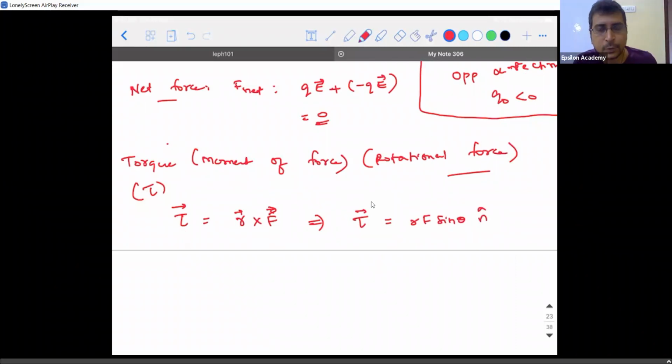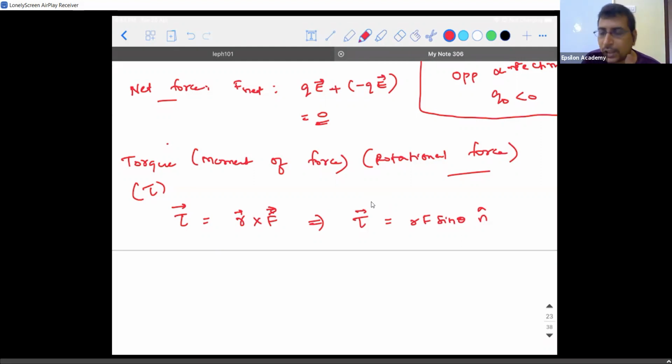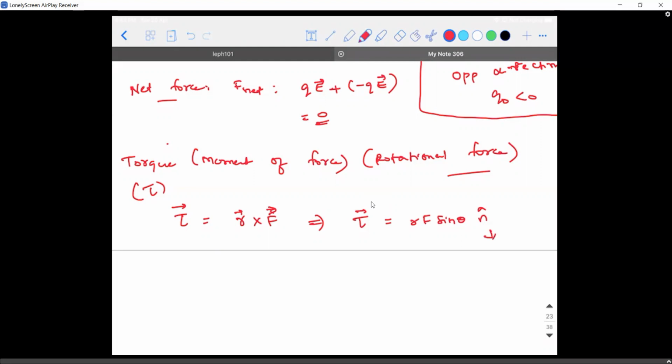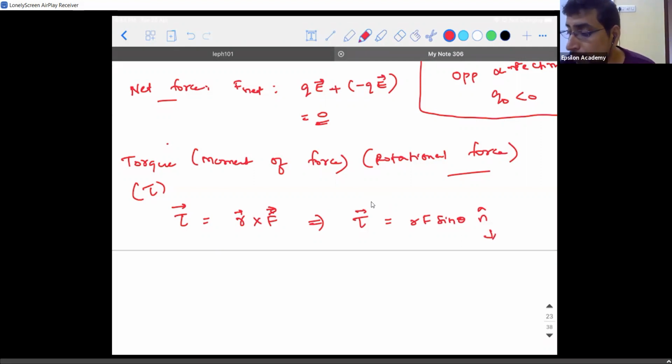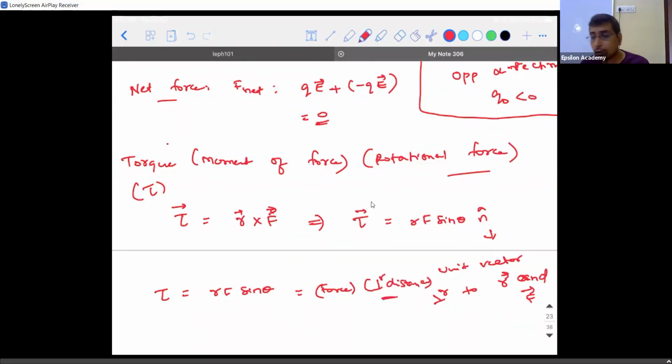n cap is a unit vector perpendicular to both the vectors for which you are doing the cross product. So it's a unit vector perpendicular to R vector and F vector. I hope this point is clear. Or if I write in terms of magnitude, I can write it as RF sin theta, or the best way to write it is force into perpendicular distance.